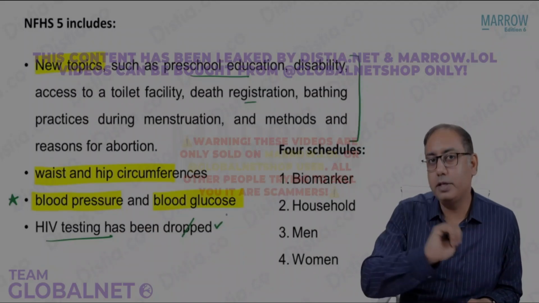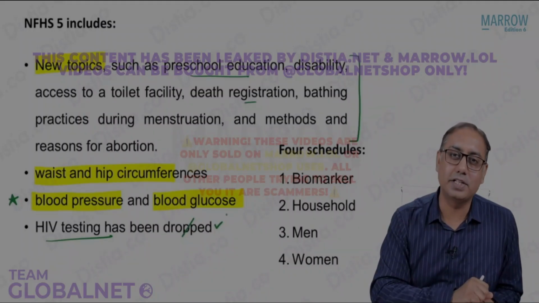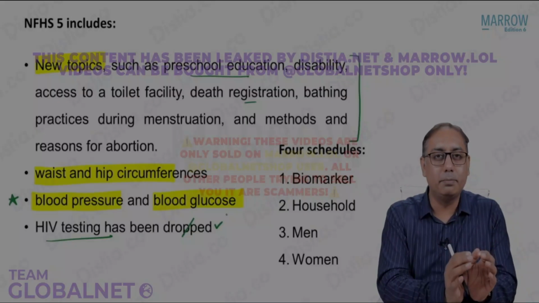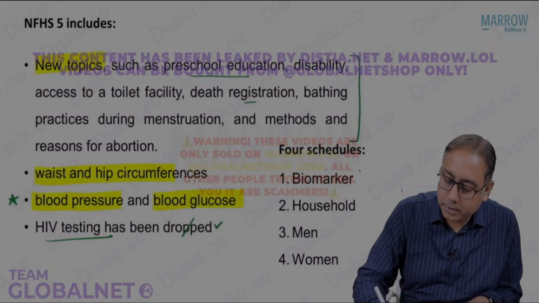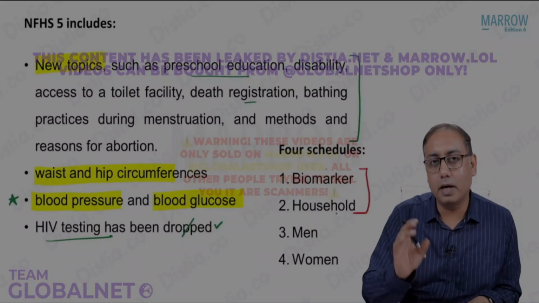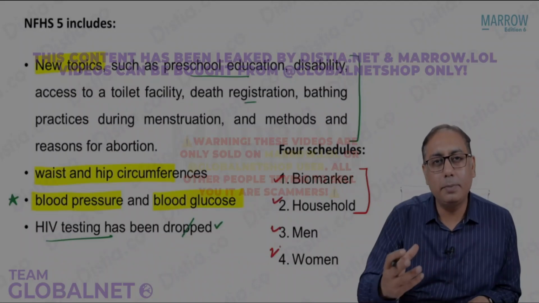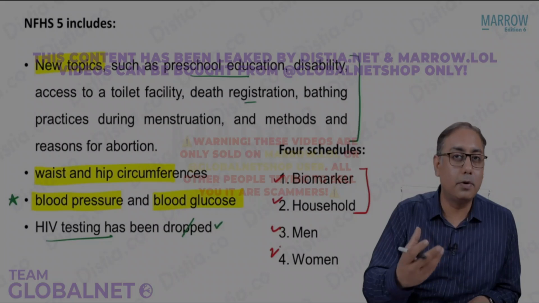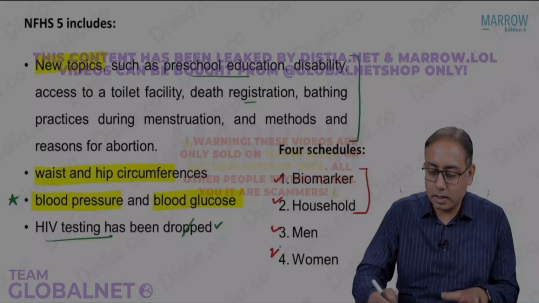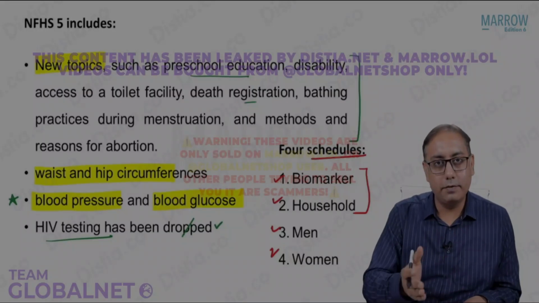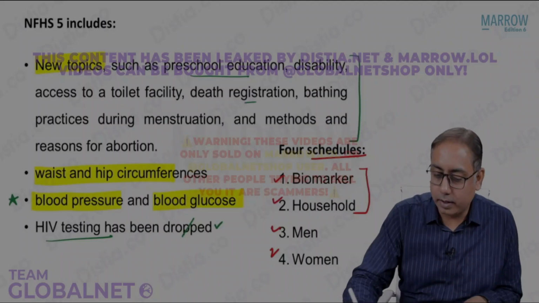There are 4 questionnaires in NFHS. We have a separate questionnaire for the males and a separate questionnaire for the females, common sense. But you should remember that there is also a separate questionnaire which talks about the household level, and a separate questionnaire which talks about the anthropometric measurements and the biomarker or laboratory measurements. So there are in total 4 questionnaires. These questionnaires are called schedules. So NFHS contains 4 schedules, and there were some new topics which are included in the NFHS.